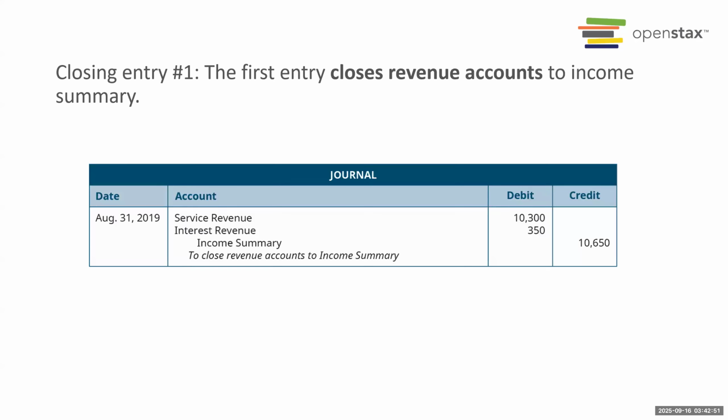All right, now we're going to do the closing entries. In this case, service revenue and interest revenue are debited $10,300 and $350 respectively. This is credited against income summary of $10,650.